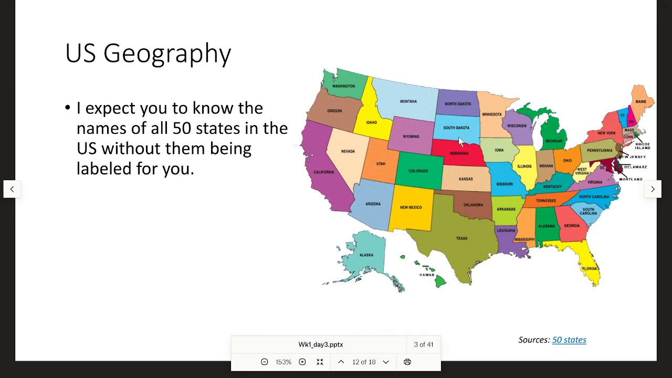Review. States are fun to know. Geography of the United States is important. And it's good because if you're forecasting, you kind of need to be able to tell people where the storm is.